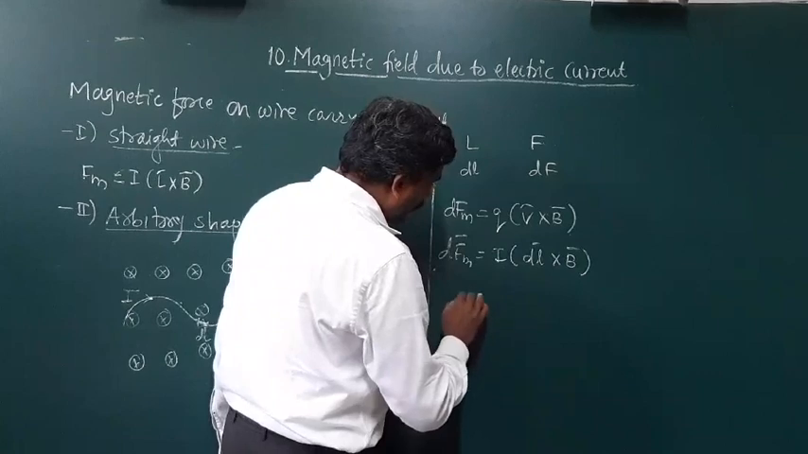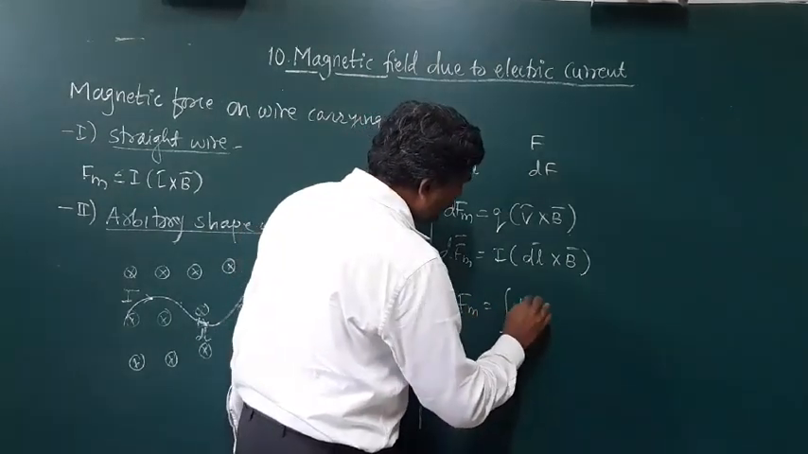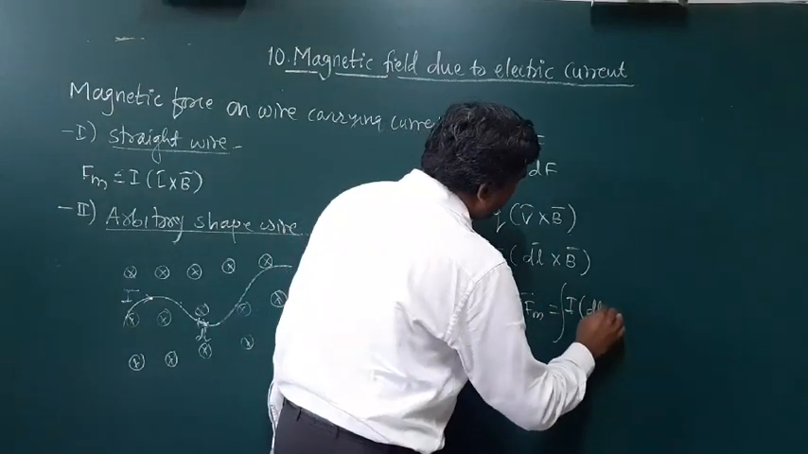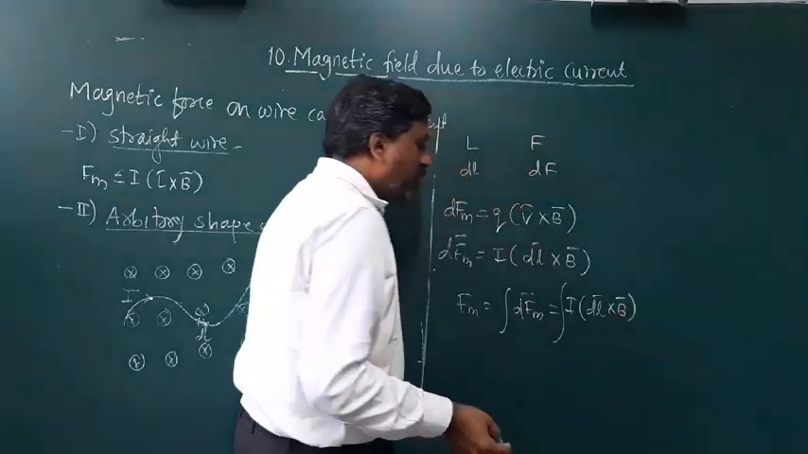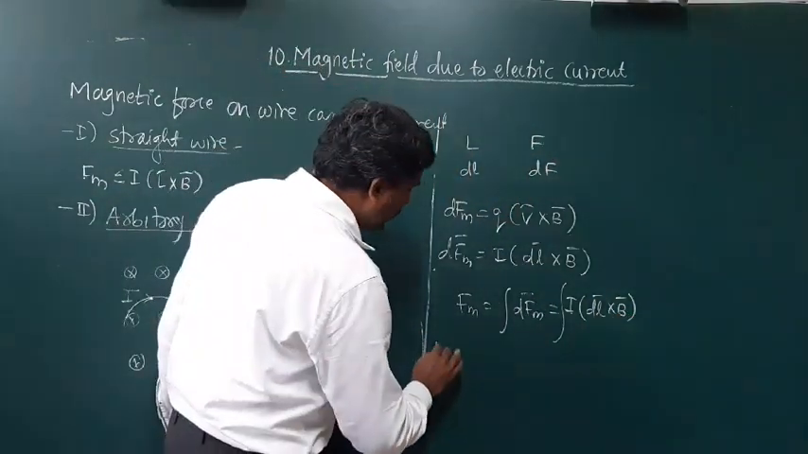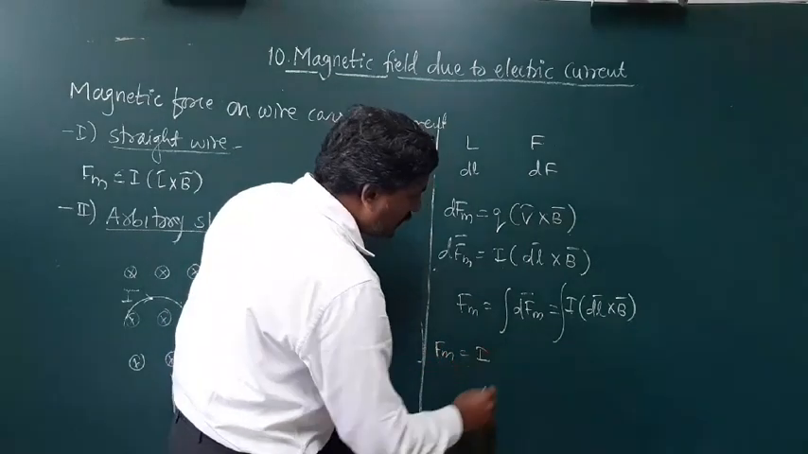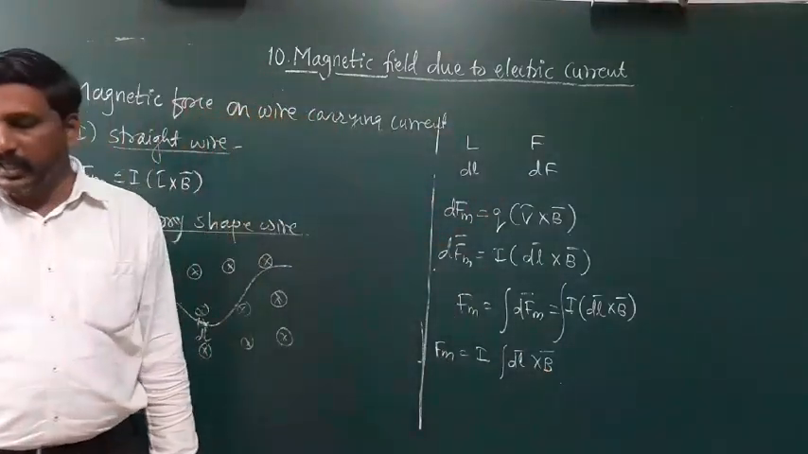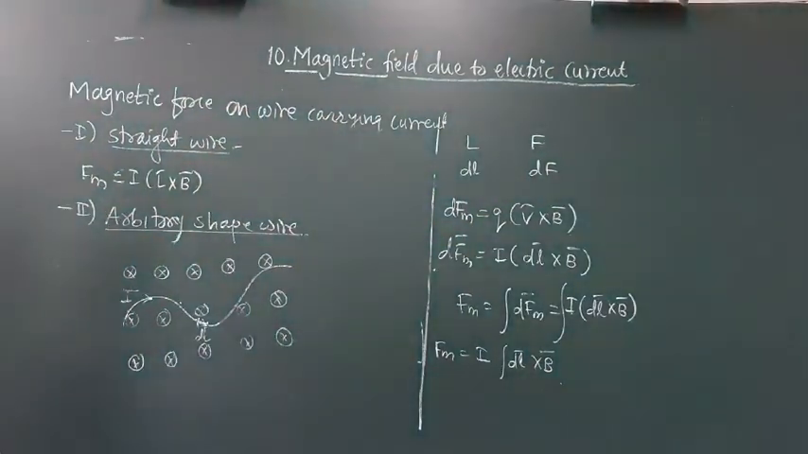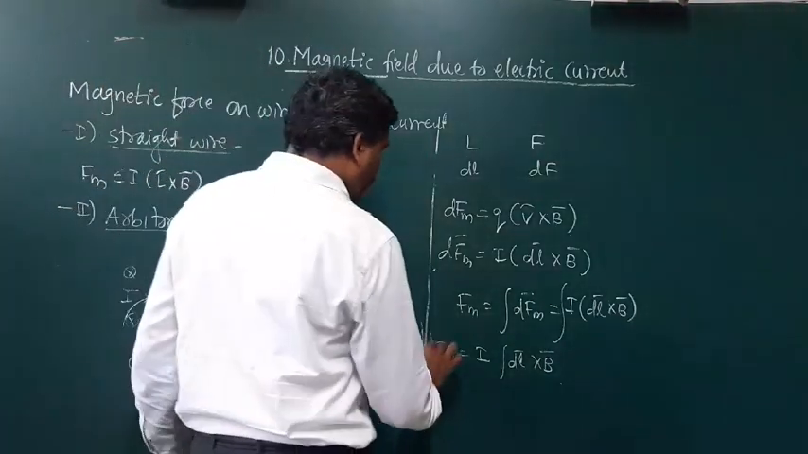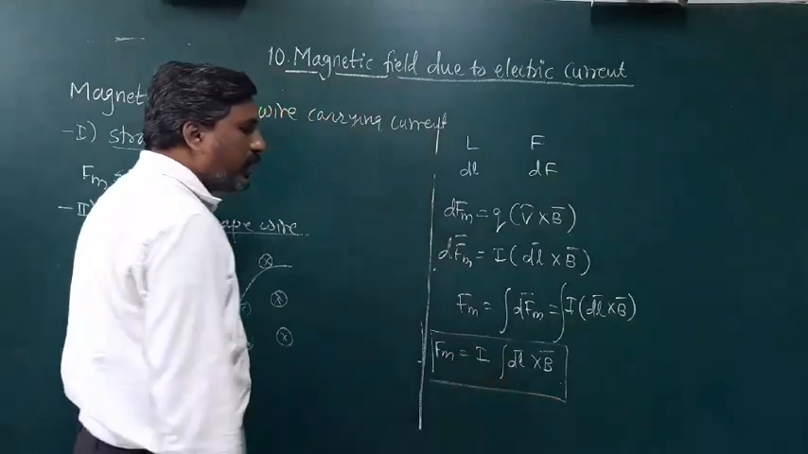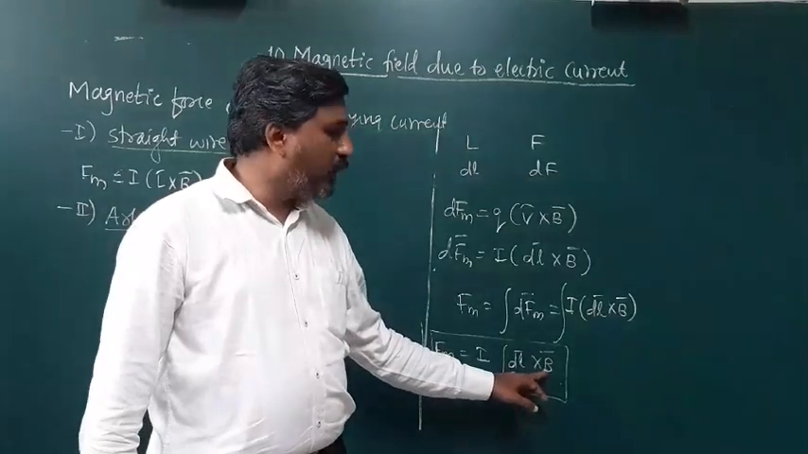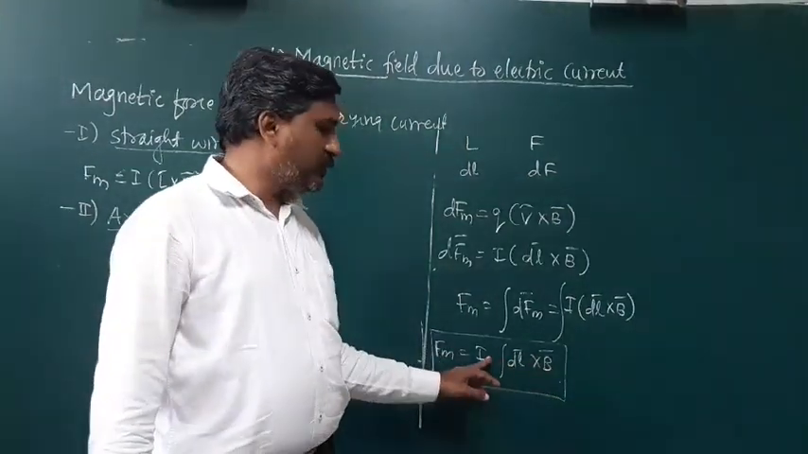Now to calculate the total magnetic force, we have to integrate this. So integrate dF_m equals integration of all this equation, dl cross B. Simple rule: the term which is constant will be out of the integration. So the magnetic force, this is my final formula, I integral of dl cross B. Here the magnetic field is also constant, but there is a cross product with it, so we cannot take out this magnetic field.